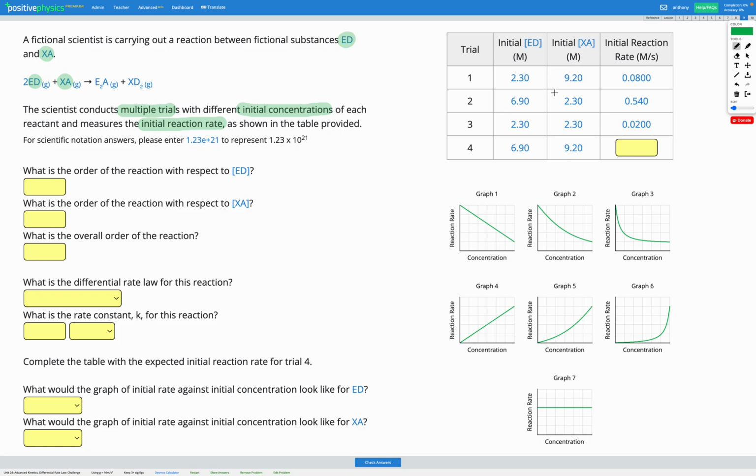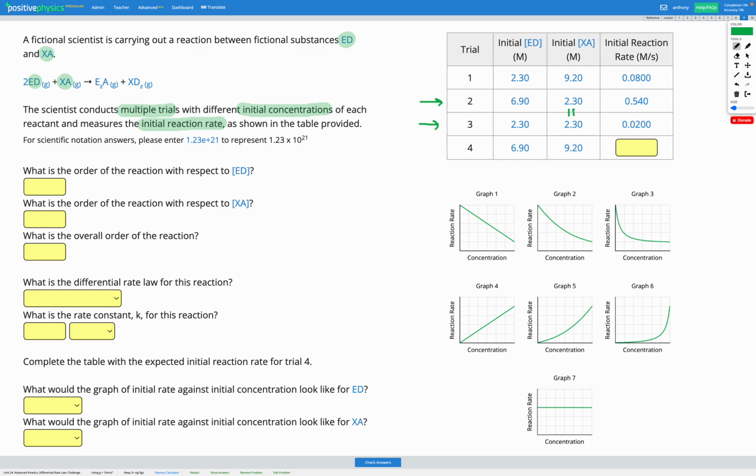So we're going to use the same method that we used in the previous skill where we just practiced this one thing. So let's start by figuring out what the order of reaction is with respect to the concentration of ED. I'm looking for two rows in my table that have different values for the concentration of ED, but the same value for the concentration of XA. So I'm going to be looking at rows 2 and 3, since we can see the concentration of XA is the same there.